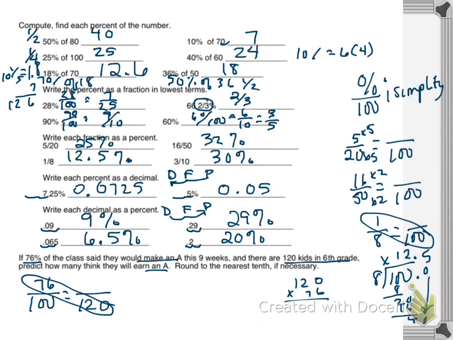120 times 76 is 9,120. And when we divide by 100, remember we can go 1, 2. So we can say about 91 people, right? We could say it's going to come out to 0.2, but we can't have 0.2 people. So we could say 91 kids about. Study hard.